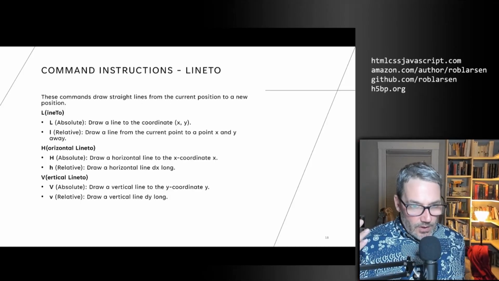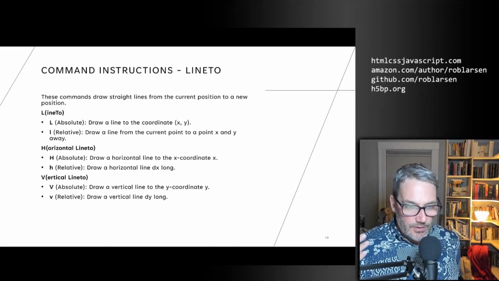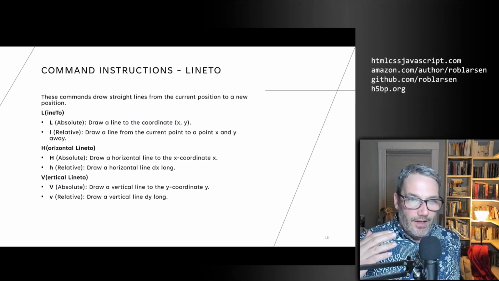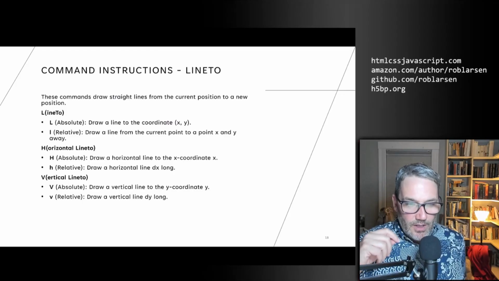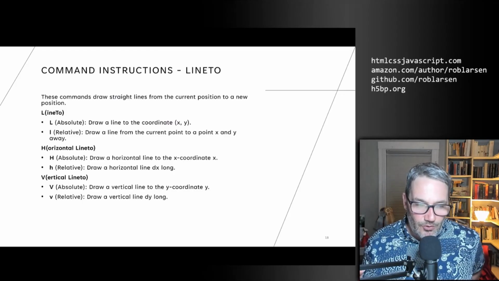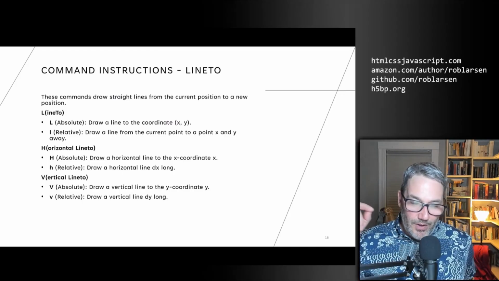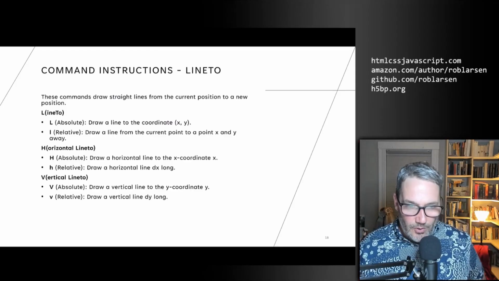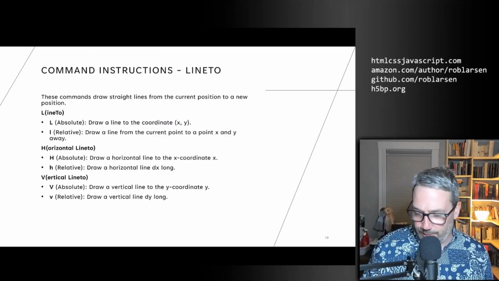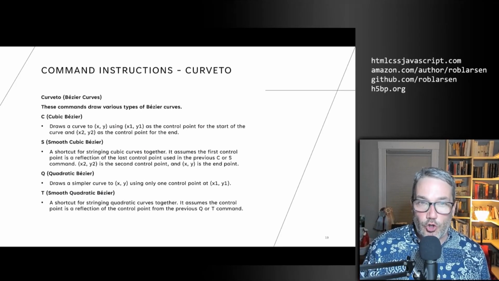And again, you can start to think of where there would be use cases for each of these, right? You're drawing a map, and there's a pixel that you want to hit that represents New York City. You maybe want to draw a line to that specific pixel coordinate. If you're doing a drawing and you know that you want to go up and to the right 50 pixels and 75 pixels, but you don't care where it ends up, that's where you would use a relative version of these tools. Command instructions, curve to.